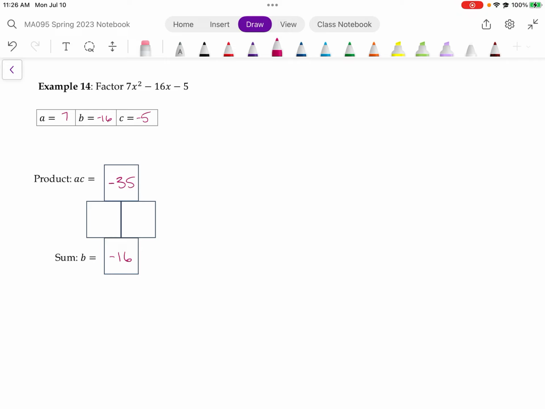I can't think of anything offhand. So let me just write the factors of negative 35. So we've got negative 1 and 35, 1 and negative 35, 5 and negative 7, and negative 5 and 7. So now if I add these to find the sum, I get 34, negative 34, negative 2, and 2. There's no more factors of 35. So there's nothing that you can come up with that will make negative 16. So this is not factorable. You'd have to do it with the quadratic formula or some other thing.